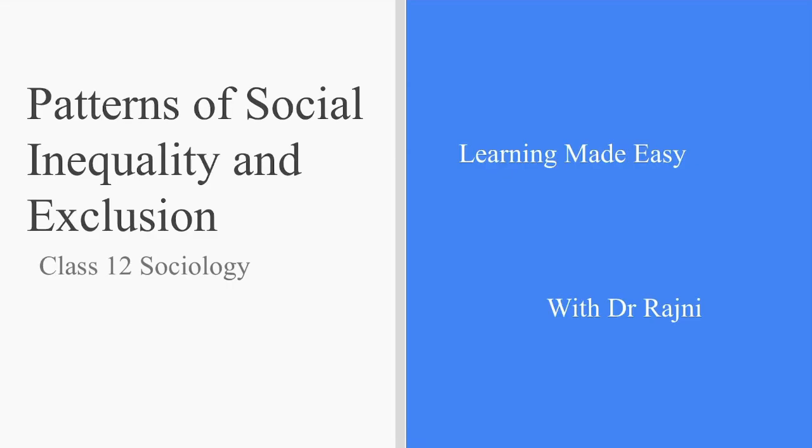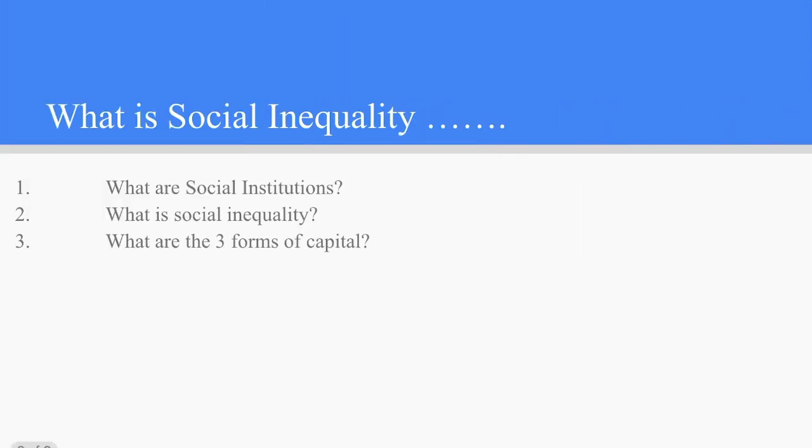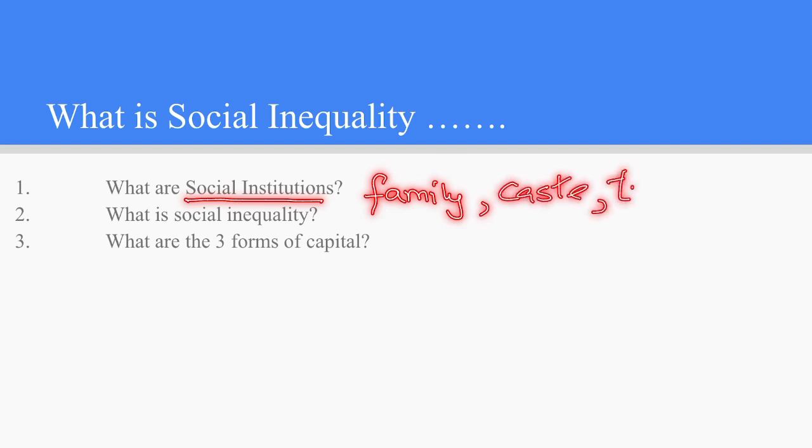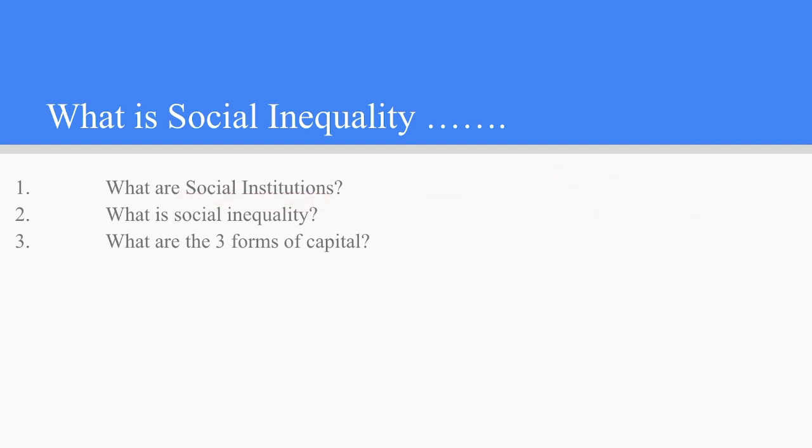The title of the chapter: Patterns of Social Inequality and Exclusion. Before we delve into this chapter, let's recap. A society consists of social institutions. What are they? Family, caste, tribe, etc. are the social institutions. And these social institutions help in the formation of communities and they also sustain the society.